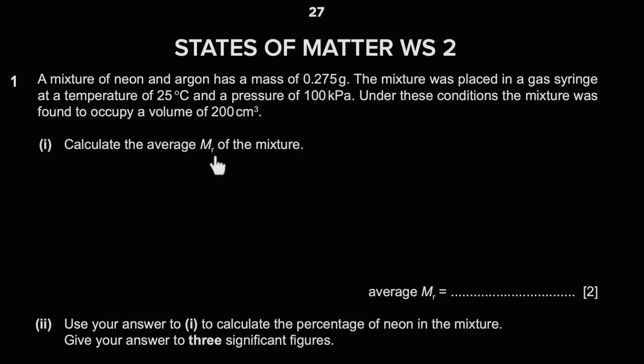When they want to find the average MR of the mixture, it's like treating the mixture as one gas and finding that gas's MR. So how would I use this relationship to find that? There are two parts to the relationship. One is using the fact that PV equals nRT and finding out the number of moles, and then plugging into that formula. Number of moles is mass over MR, and having been told the mass was this much and number of moles I'll find from this relationship, I'll plug in and find the MR from here.